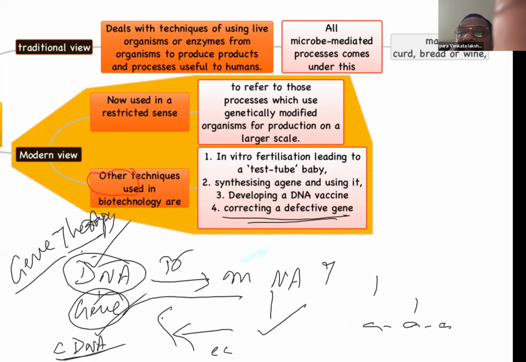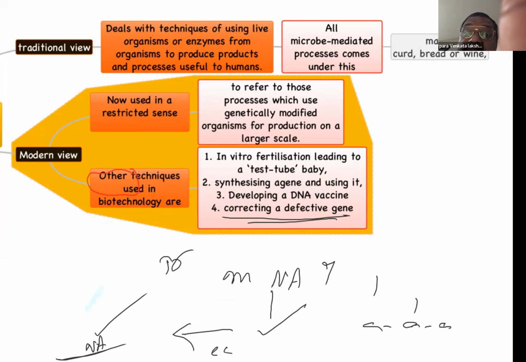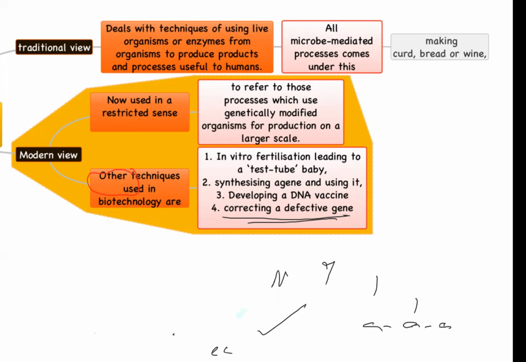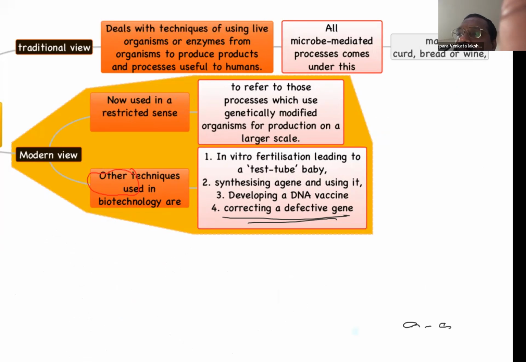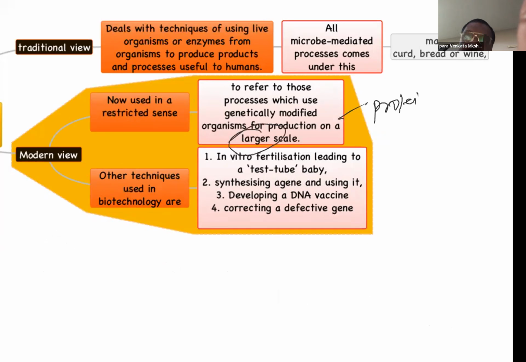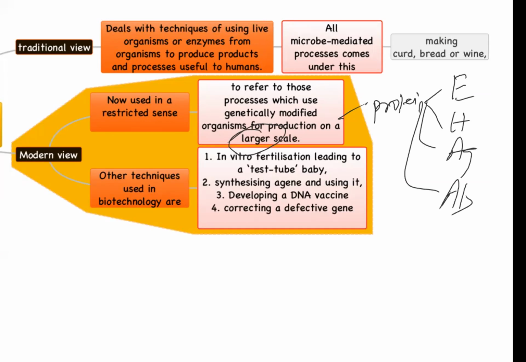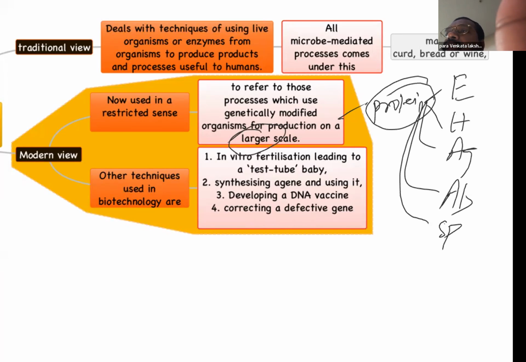Are you able to follow what is the application of this DNA technology based on this? What is the application? Tell me now. You can apply this DNA technology in production of a number of products. What are those products? You can produce a protein on the large scale. It may be enzyme. It may be hormone. It may be antigen. It may be antibody. And it may be other proteins, even structural proteins. So all these things are helpful in the treatment of the disease.